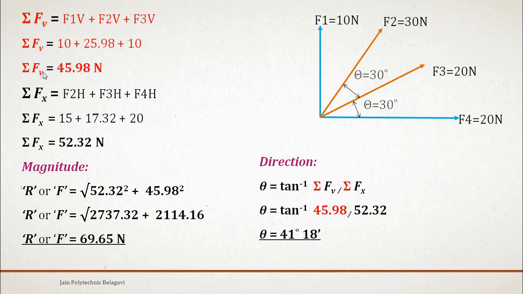You can also see that summation Fv is positive and summation Fx is also positive. It means it is going to act in the first quadrant, with an angle of 41 degrees. So if you replace all the forces by 69.65 Newton at 41 degrees 18 minutes somewhere here, it is going to give the same effect, the same pull, for the object which is placed at the origin.